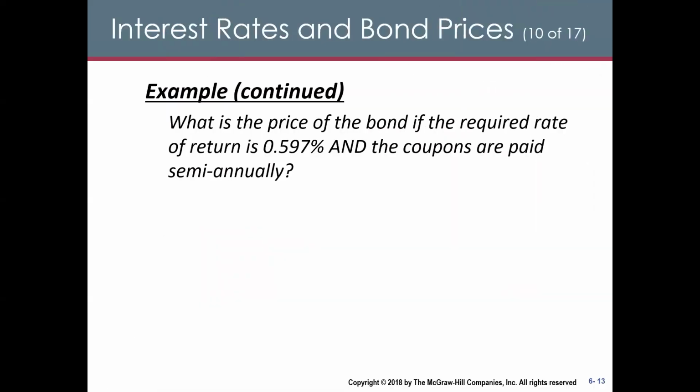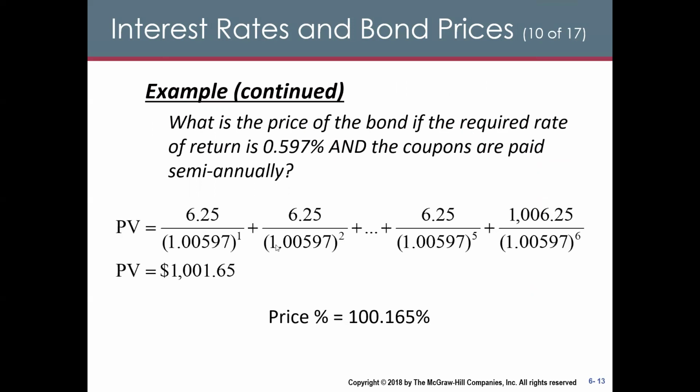Okay, so let's do the math here. If the required rate of return is 0.597% and the bond is paid semi-annually, what will happen is you have 6 payments. You discount them back to today to calculate the present value, and now you get the present value is 1001.65, and the price is a percentage, which is 100.165%.